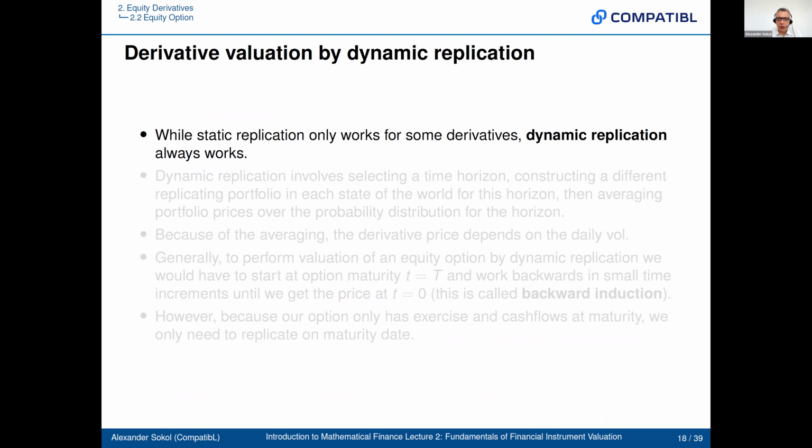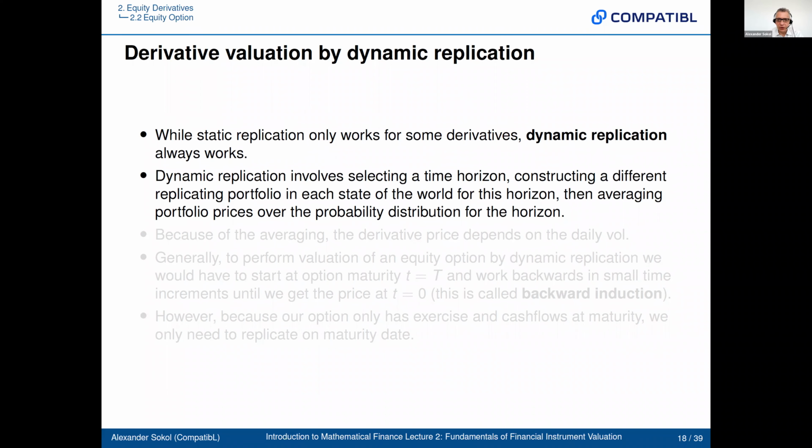Static replication only works for some derivatives, but dynamic replication always works. That's a kind of interesting thing, right? So static replication only works for linear derivatives, but you can prove, and the proof is quite complex, that dynamic replication also always works. The way dynamic replication works is it involves selecting a time horizon, constructing a different replicating portfolio in each state of the world for this horizon, and averaging portfolio prices over the probability distribution for the horizon.